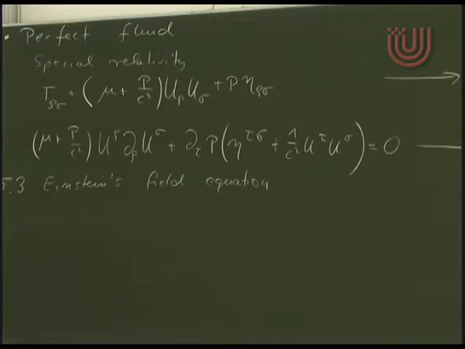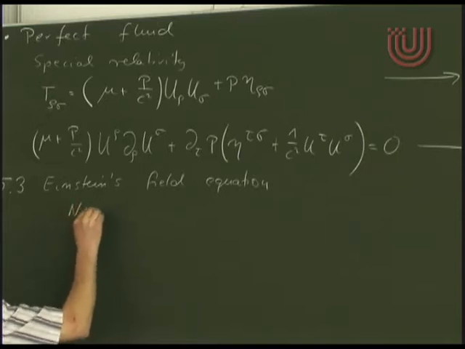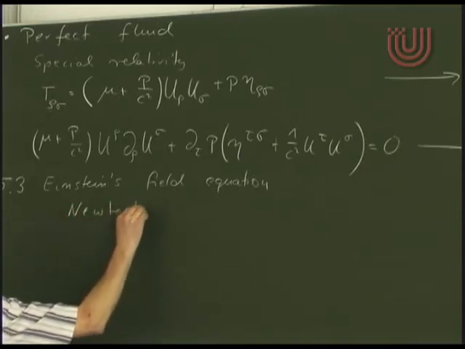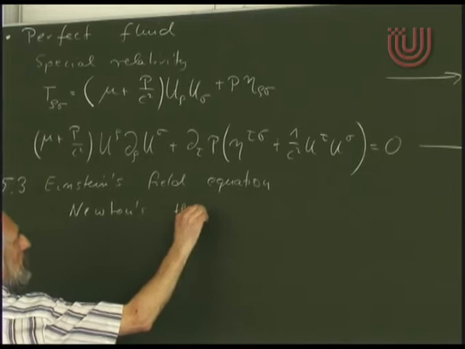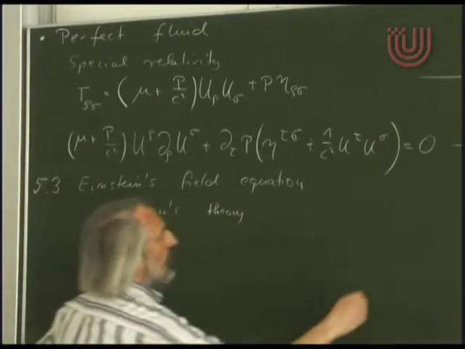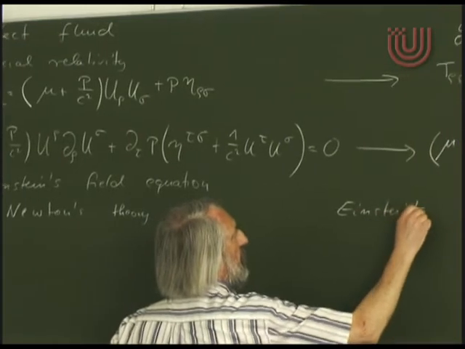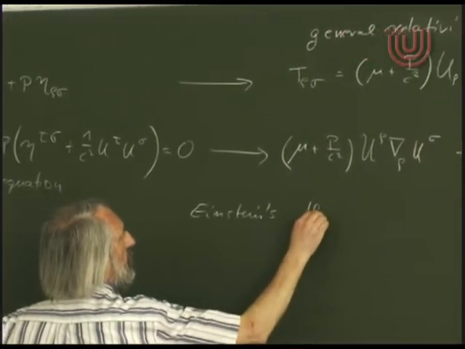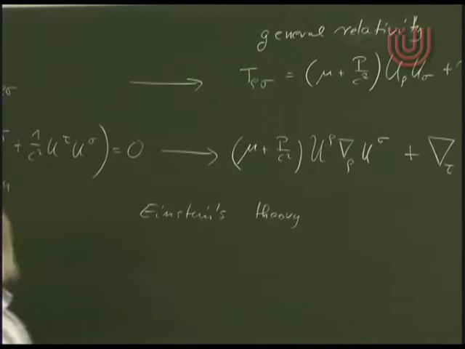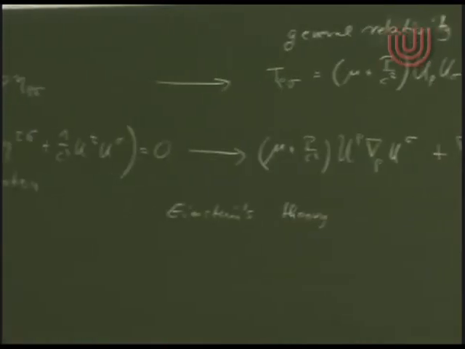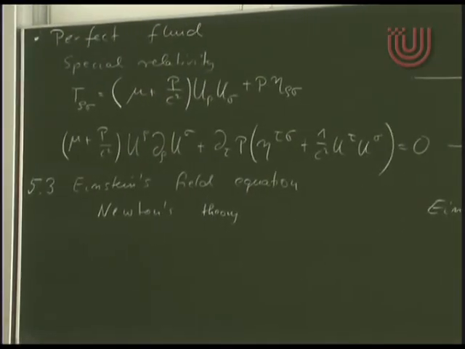So let's look at Newton's theory, and let's then discuss how we can generalize this into this setting of general relativity. So in Newton's theory of gravity, we have some equations, and we want to ask what are the analogs in Einstein's theory. So Newton's theory, we have discussed this several times, consists essentially in two equations.